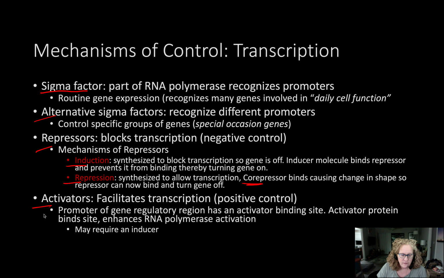Then we have activators. Activators turn stuff on. So repressors are negative control and activators are positive control. If you have something that's under negative control, the gene's going to be off. If it's under positive control, the gene is going to be turned on. So activators will turn genes on, repressors will turn genes off.